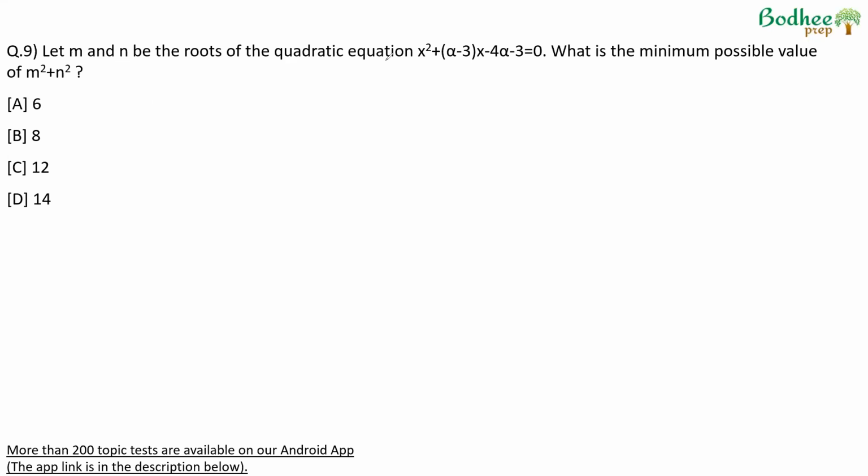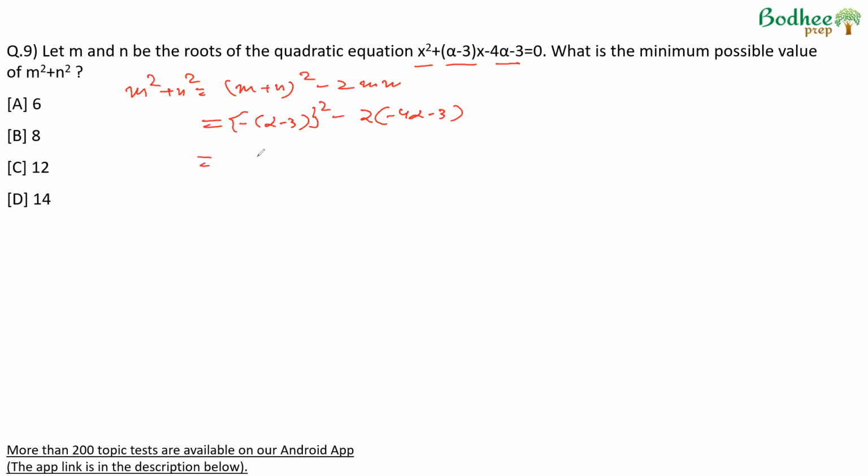Let m and n be the roots of the quadratic equation x square plus alpha minus 3 x minus 4 alpha minus 3 is 0. What is the minimum possible value of m square plus n square? Now, m square plus n square is nothing but m plus n whole square minus 2mn. M plus n whole square is the sum of roots, which will be minus of alpha minus 3 whole square. Mn is nothing but product of roots, which will be minus of 4 alpha minus 3. A in both cases is 1, so no problem there.